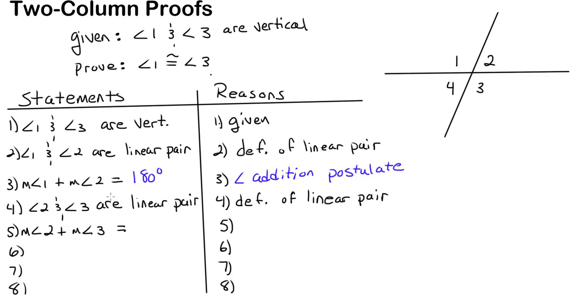Statement number 4. Angle 2 and angle 3 are a linear pair. We look at them, and angle 2 and angle 3 are adjacent and they combine to make this straight angle here. So how do we know that they're a linear pair? Definition of linear pair. And if angle 2 and angle 3 are a linear pair, then we know that the measure of angle 2 plus the measure of angle 3 has to once again equal 180 degrees. And what is our reason for that? It is the angle addition postulate.